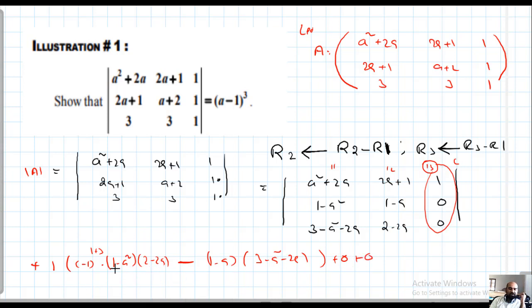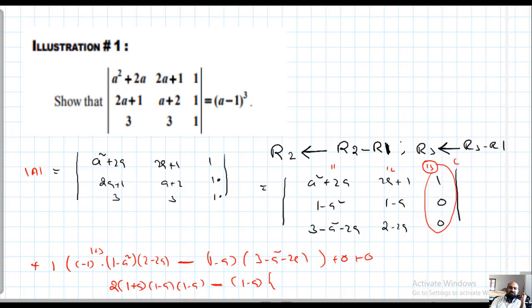From these two terms I can take 1 minus A common: 1 plus A into 1 minus A into 2 minus 1 minus A. Minus is taken common. A square plus 2A minus 3. So what is this? A plus 3 into A minus 1.